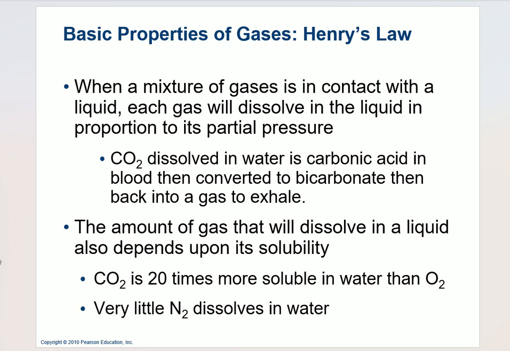So CO2 dissolved in water or our blood is carbonic acid, and then it's converted back to bicarbonate and then back to CO2 as we exhale. The amount of gas that will dissolve in a liquid also depends on its solubility. So CO2 is 20 times more soluble than oxygen. So you'll get 20 times more CO2 dissolved in blood than you will oxygen, or a faster rate, I should say, because it's more soluble.